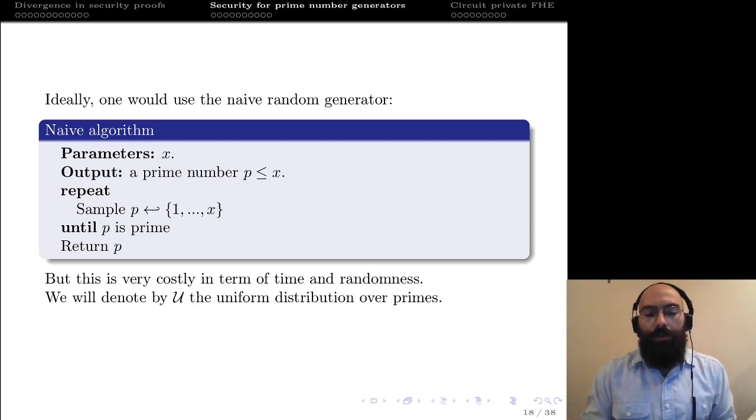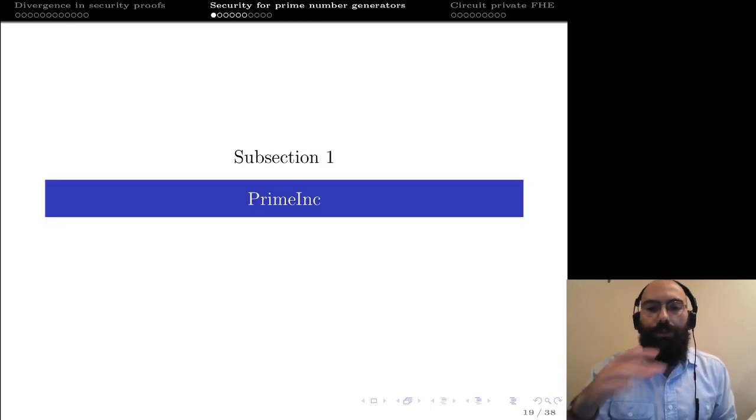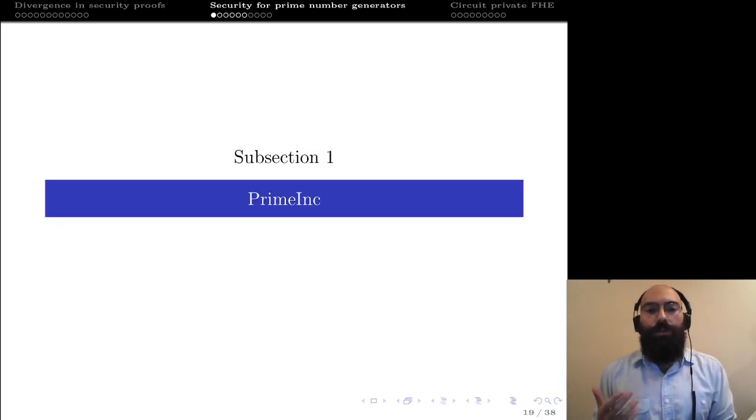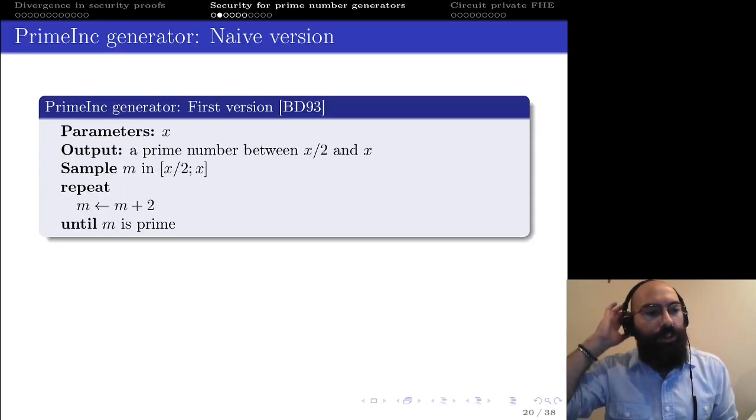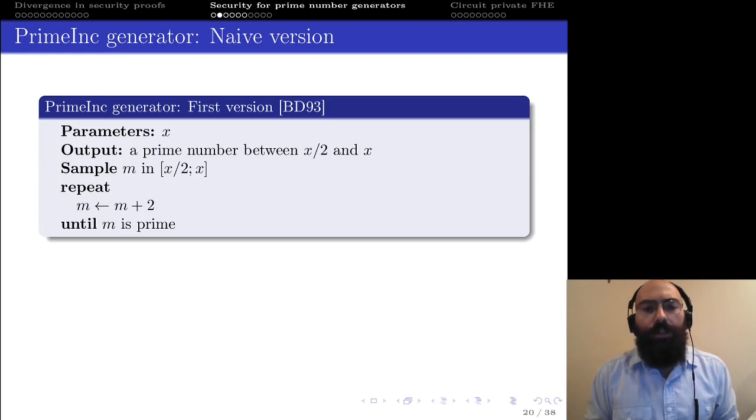So we're going to denote by U the uniform distribution over the prime numbers. And the first generator we're going to talk about is the PRIMES generator. So this generator was introduced by Brandt and Damgård in 1993. And it works really easily. You just have a parameter x, and you want to output a prime number between x over 2 and x. What you do is just sample a number n, and you add 2 until you get a prime.